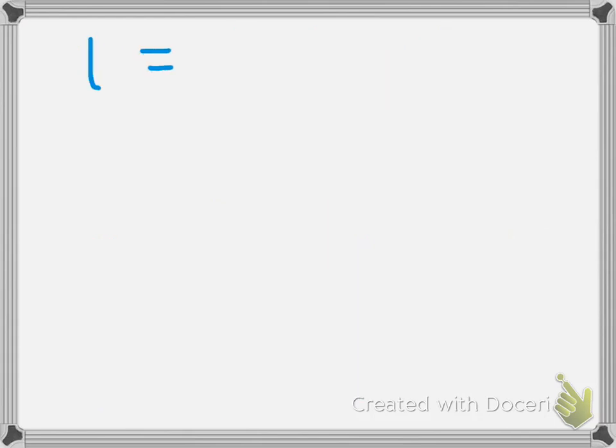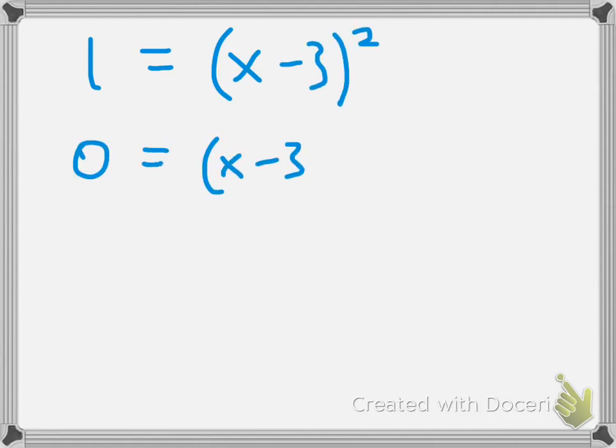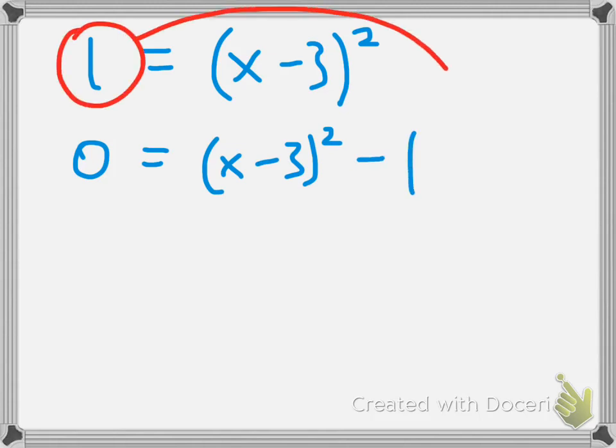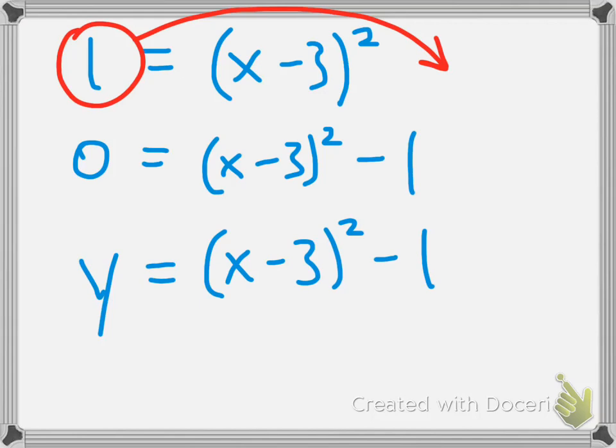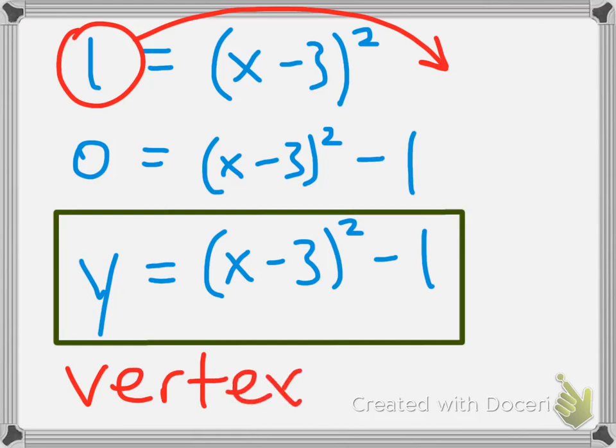Awesome. All right, so we're going to take that and just move the 1 back over to the other side. Don't forget, when you move something from here to over there, you got to change the sign. It changes from positive 1 to negative 1. Okay, and then finally, we're going to do the opposite of what we did before. We're going to replace that 0 with the y that it's supposed to be. So y equals x minus 3 squared minus 1. That's vertex form. So the vertex is 3, negative 1.